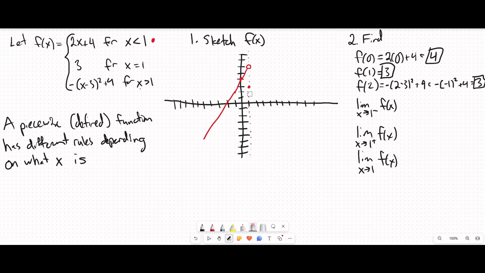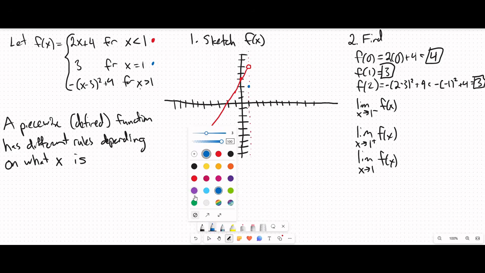Oh, I said I was going to use different colors. Let's use a different color there. Let's call that blue, just representing that it's coming from this middle piece. Okay. Now let's do the last piece in green.